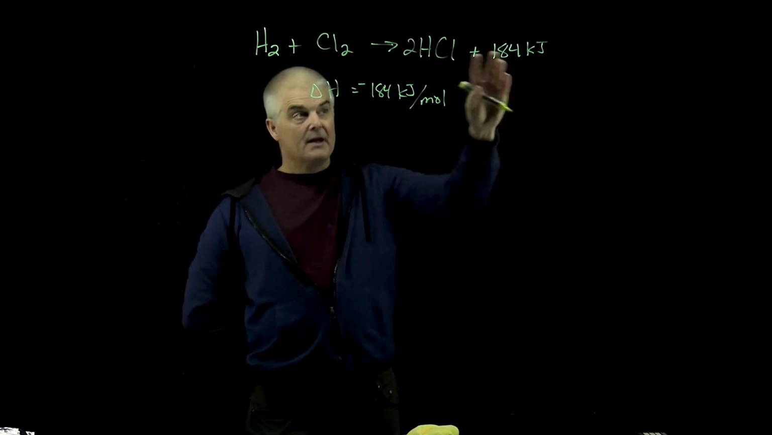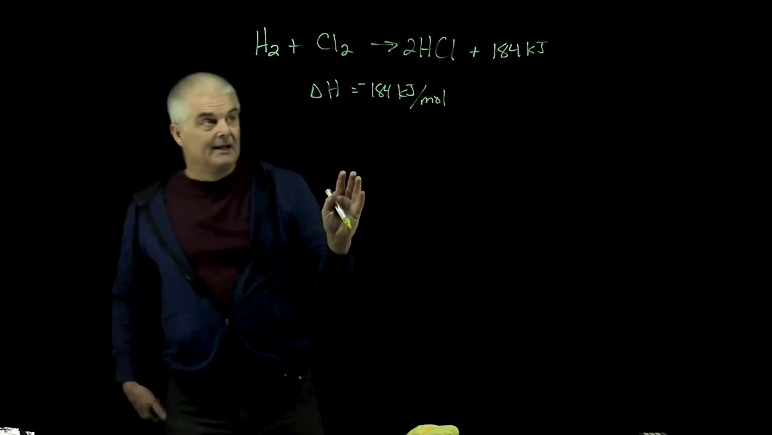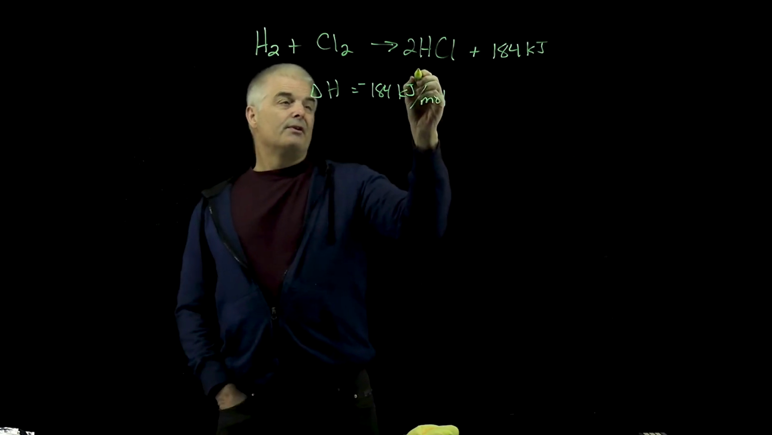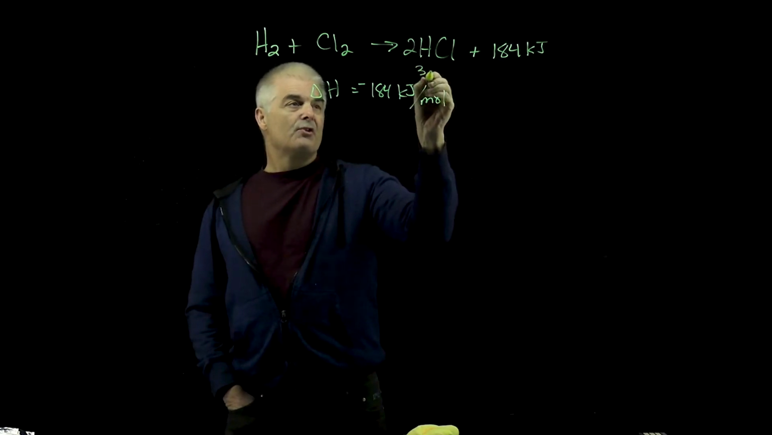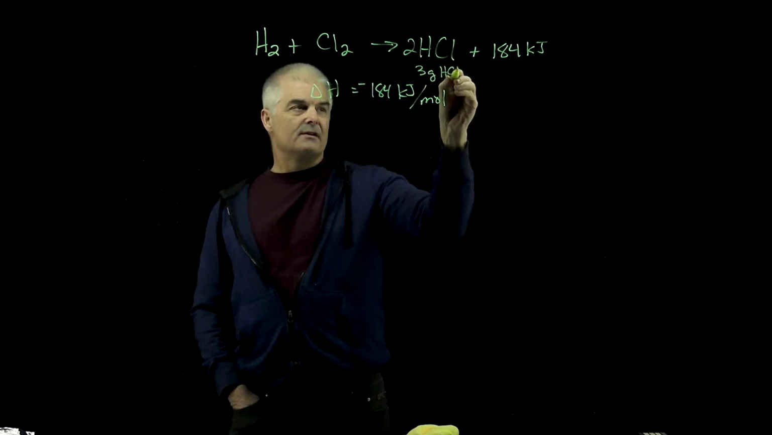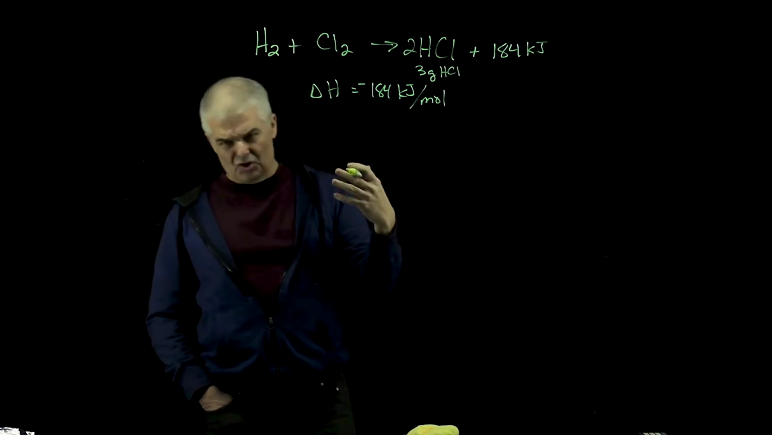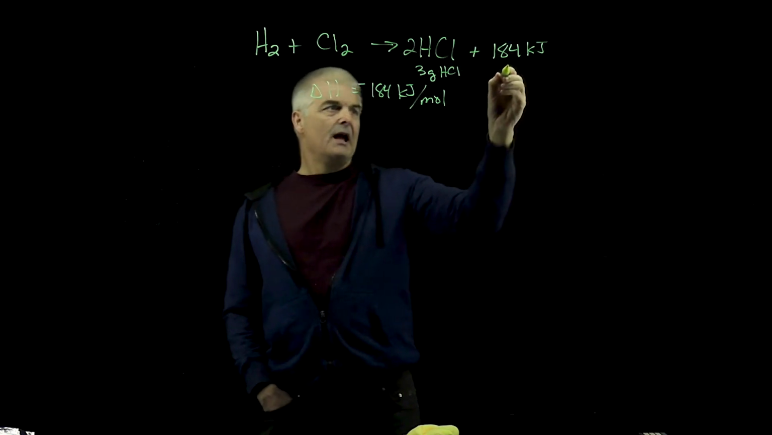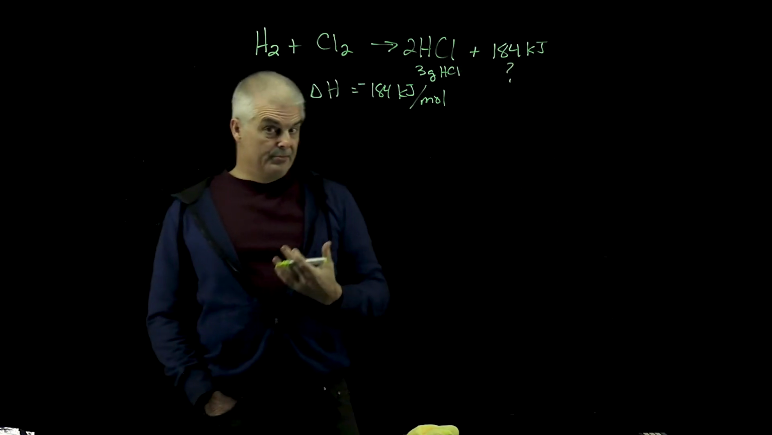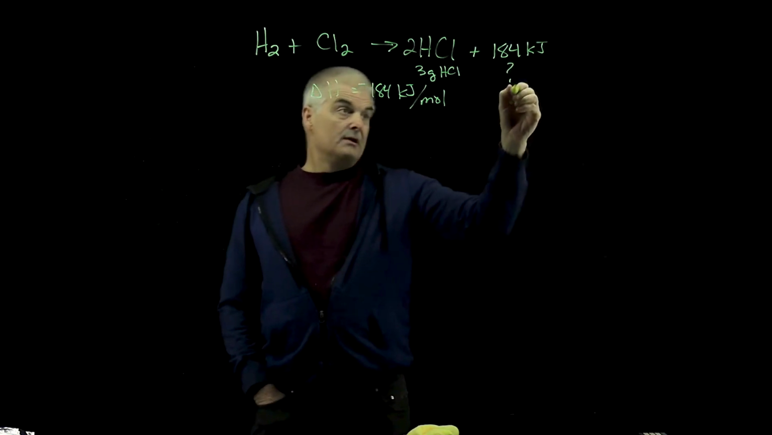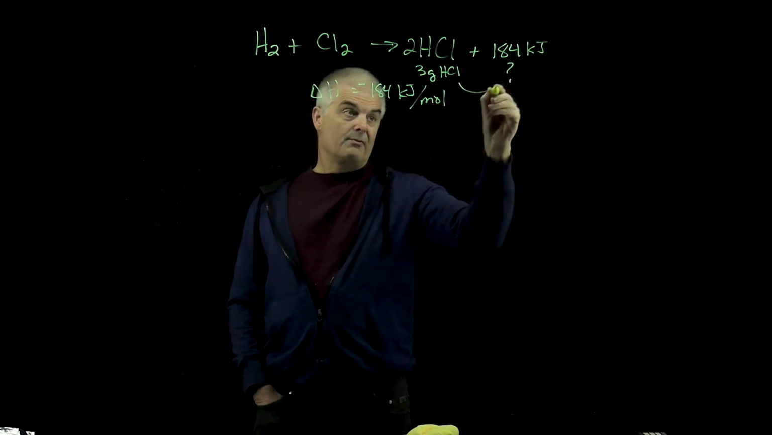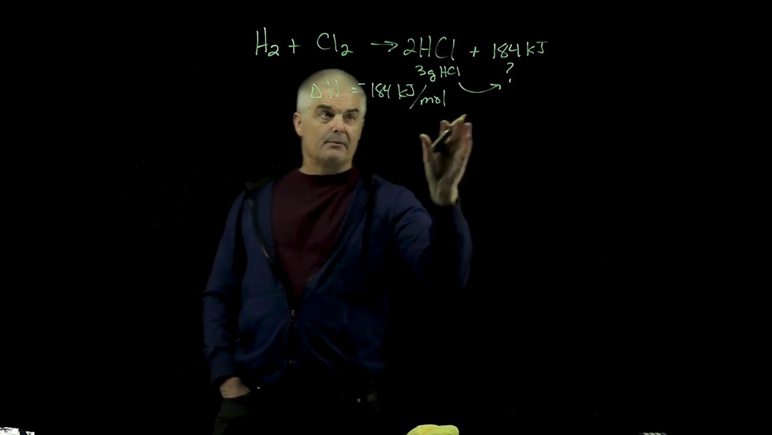Make sense? Now, to do a stoichiometry problem, let's say that I produce 3 grams of HCl. So this is my question, right? Starting with 3 grams of HCl, how much energy will be produced? So put a question mark. So I want to convert from here to here. So this is a little bit different than before, right?